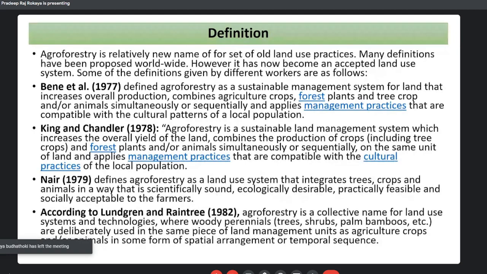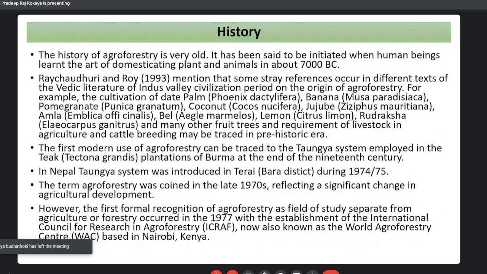So there is another aspect: history. The history of agroforestry is very old. It is said to have been initiated when human beings learned the art of domesticating plants.